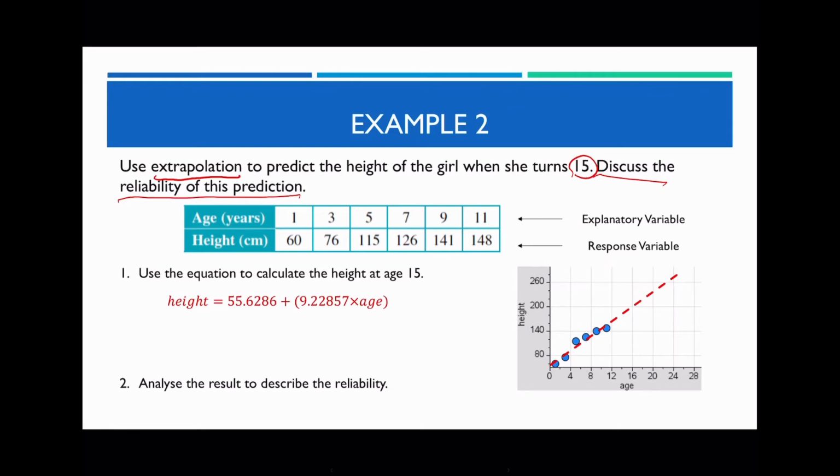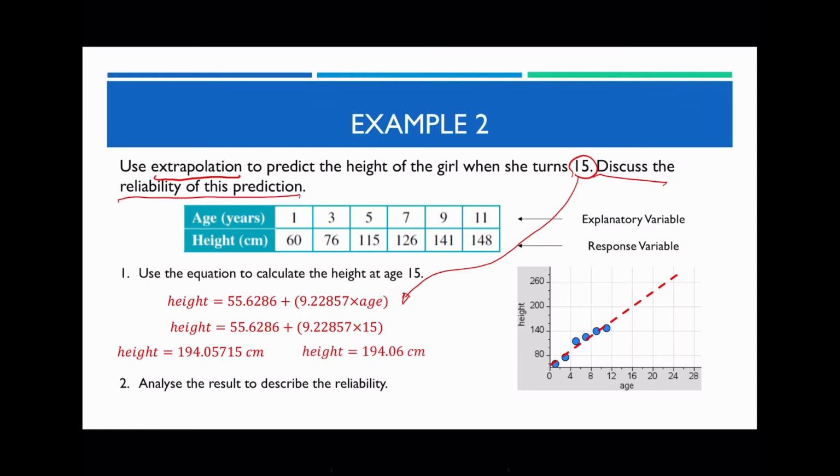So the way that we do this again is we're going to be substituting 15 into our equation over here. So if you do that, this is what your equation should look like. And if you put this into your calculator, the answer that you should get is 194 centimeters and 0.05715. But we want to round this to 2 decimal places. So therefore, this is the answer that you should obtain. So we've now answered the first part of the question.